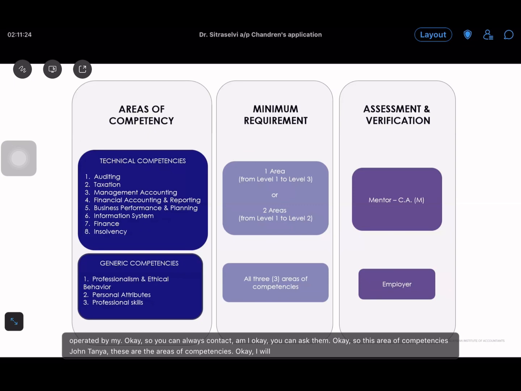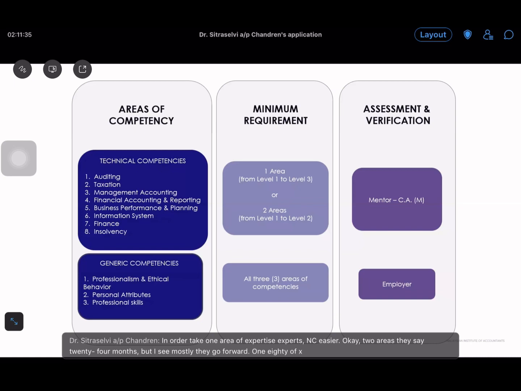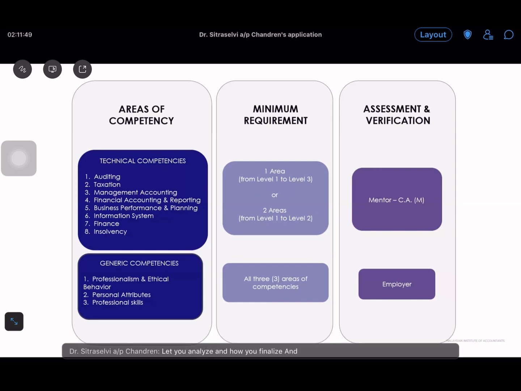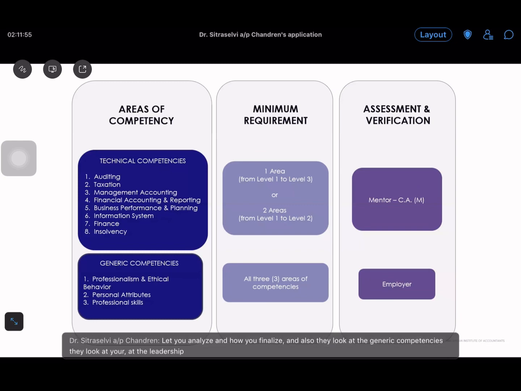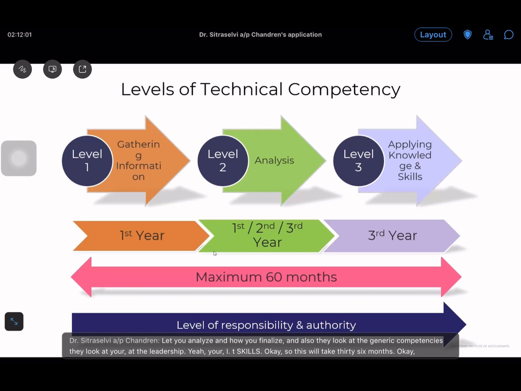For example, you work in an audit firm. Take one area of competency, which is easier. Two areas they say 24 months, but I see mostly they go for one area of competency. You will be tested on your auditing technical competency by your mentor, looking at the knowledge you analyze and how you finalize. They also look at the generic competencies: your ethics, leadership, IT skills, and all that. This will take a minimum of 36 months, maximum 60 months.